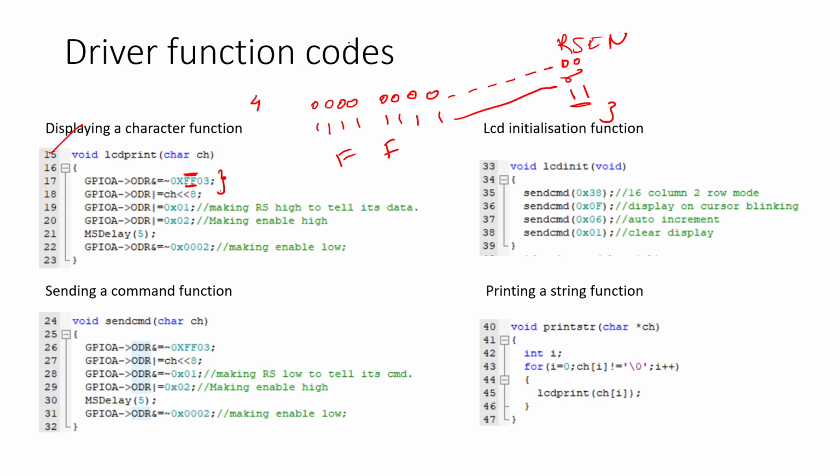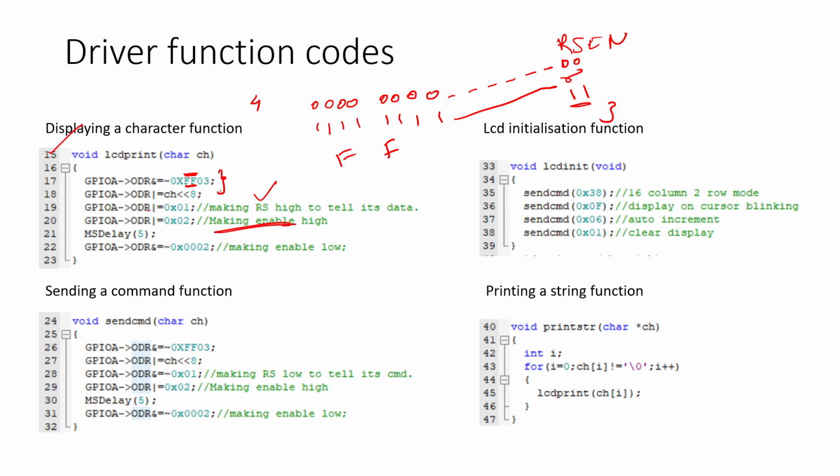And coming to the next part, we are left shifting the data by 8 bits. The explanation is already provided previously. And once you have left shifted the data, we are making register select high to tell that the value I am sending is data, not a command. And once you have made the register select high, we are making the enable high.